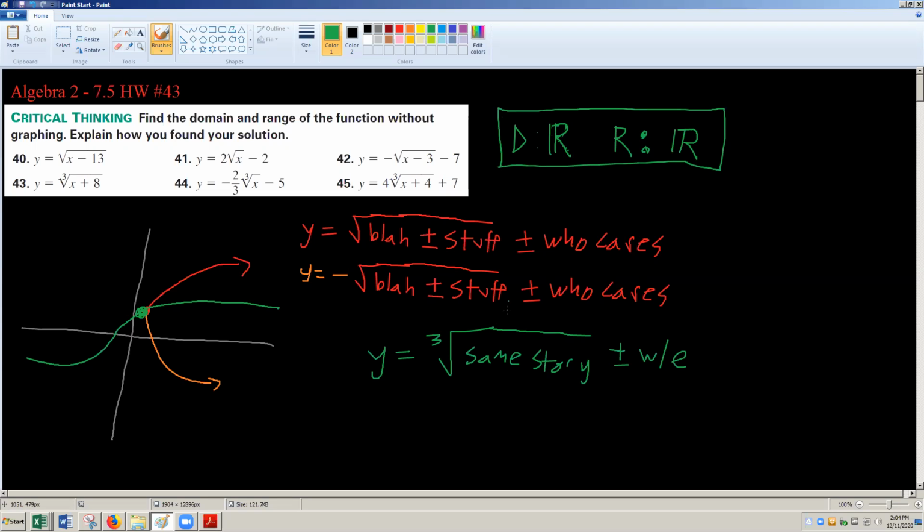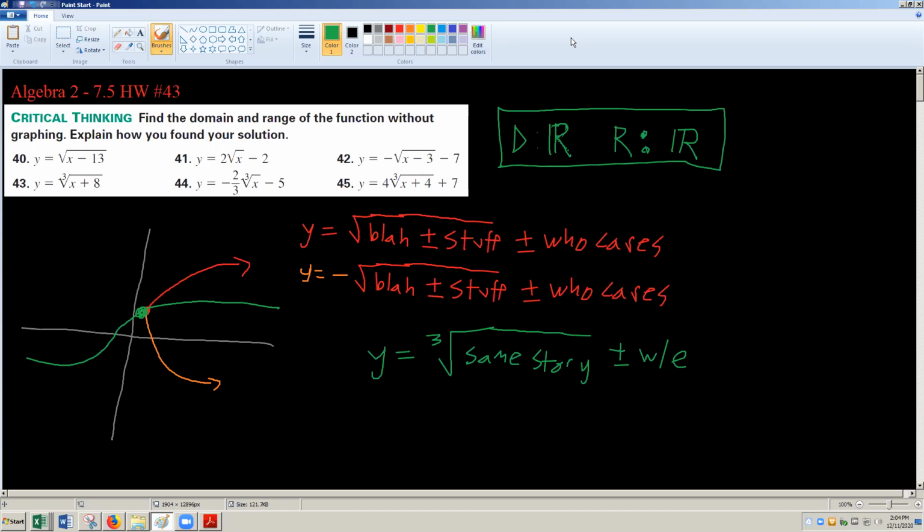So without needing to graph this thing, we know since it is a cube root, I can take a cube root of a negative number. It's just going to spit out a negative number for me. That's fine. Cube root of a positive number, just going to spit out a positive number for me. That's fine. So my domain is all real numbers. And then for my range, this thing's going to keep going up and keep going down depending on the side.